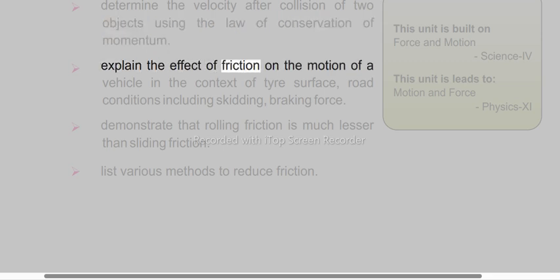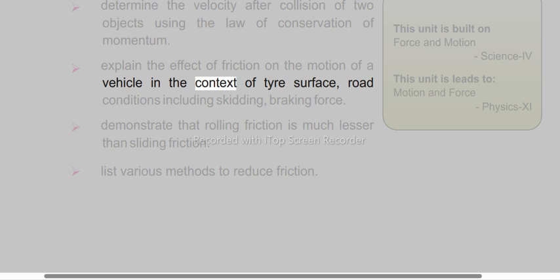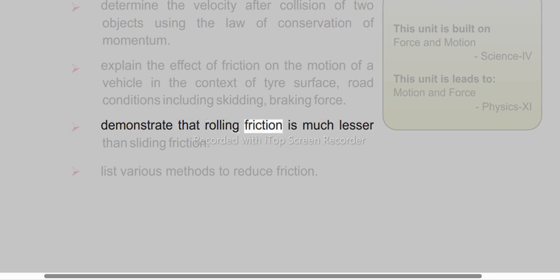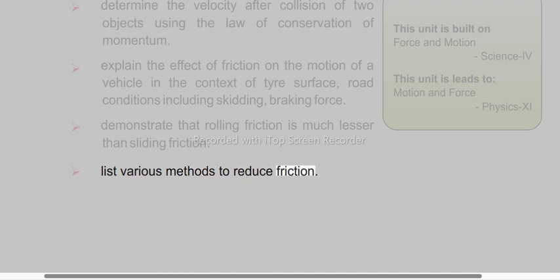Explain the effect of friction on the motion of a vehicle in the context of tire surface, road conditions including skidding, and braking force. Demonstrate that rolling friction is much lesser than sliding friction. List various methods to reduce friction. Conceptual linkage. This unit is built on Force and Motion, Science IV. This unit leads to Motion and Force, Physics XI.